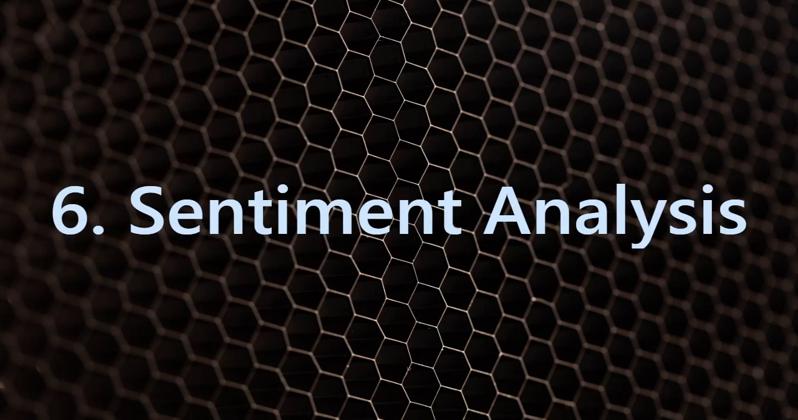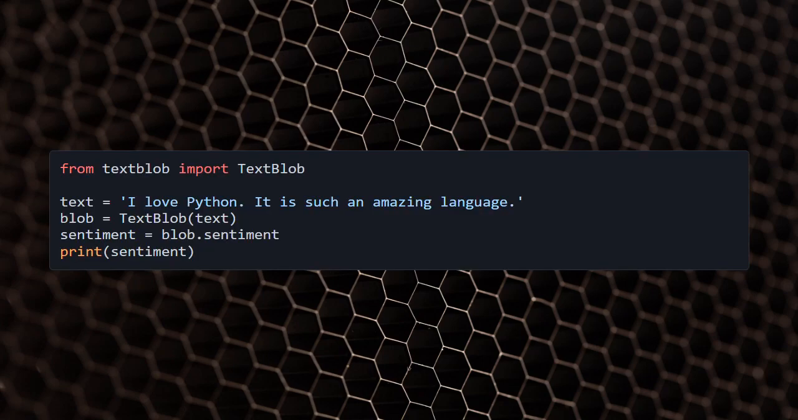Next, let's talk about sentiment analysis. Sentiment analysis is the process of determining the sentiment or emotion expressed in a piece of text. Here's a sample code that demonstrates sentiment analysis using the TextBlob library in Python. First, run pip install textblob to install the library. Then, we can use the TextBlob class to analyze the sentiment of a given text.